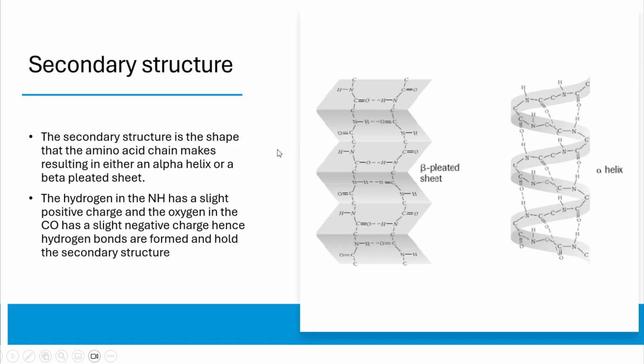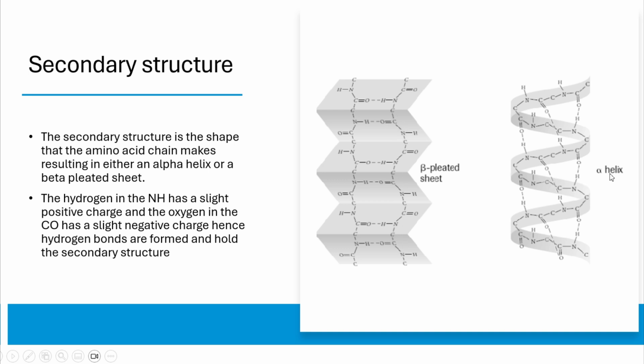Secondary structure, yeah? The secondary structure is the shape that the amino acid chain makes, resulting in either an alpha helix or a beta pleated sheet. So the secondary structure is when the primary structure starts folding in different ways. Connected with these hydrogen bonds, it can fold in a certain way called a beta pleated sheet, which is like that.